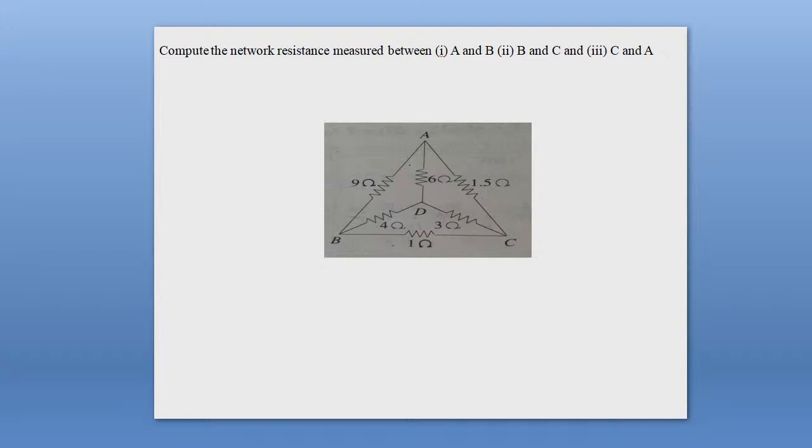Okay, good. So everyone, first convert star into delta, then you will get a parallel combination of two resistances across AB, BC, CA terminals, and finally you calculate the equivalent resistance of the parallel connection of two resistances. That will be the final answer. Thank you everyone.